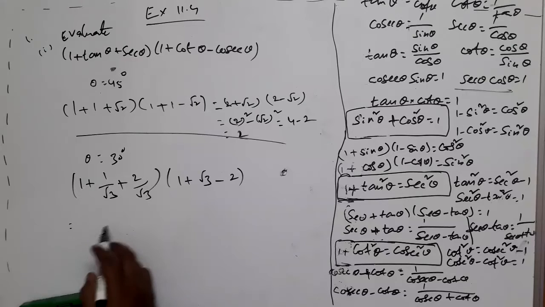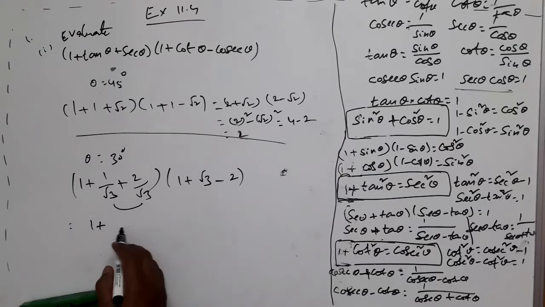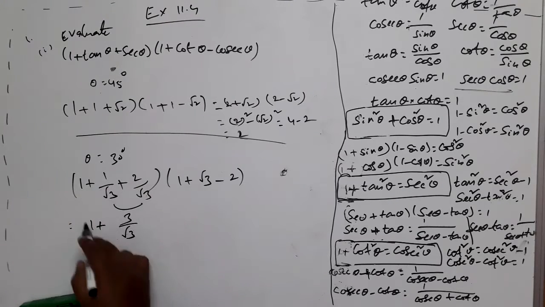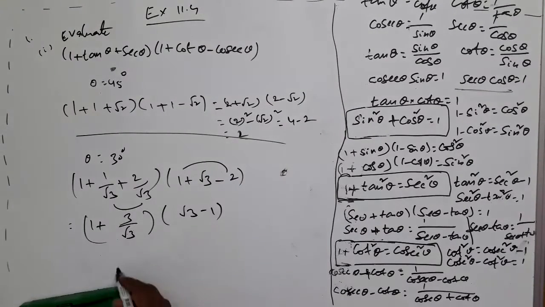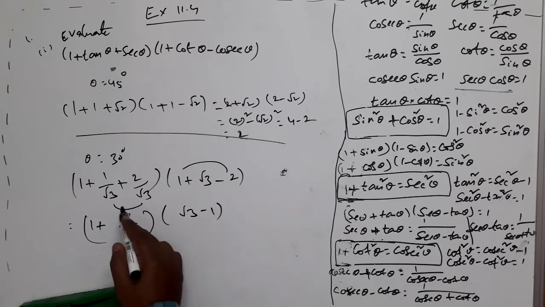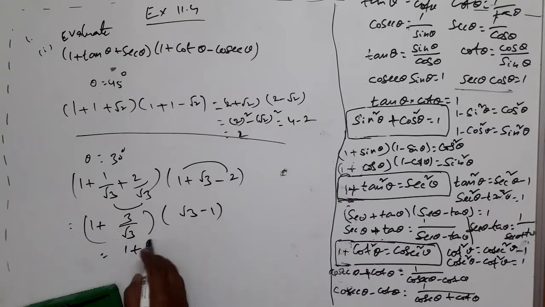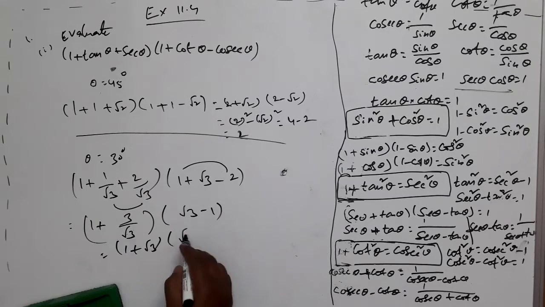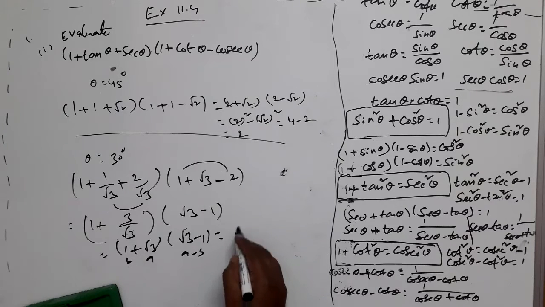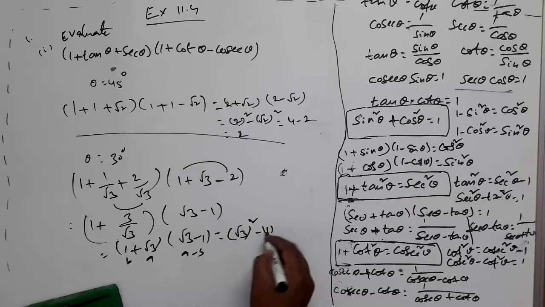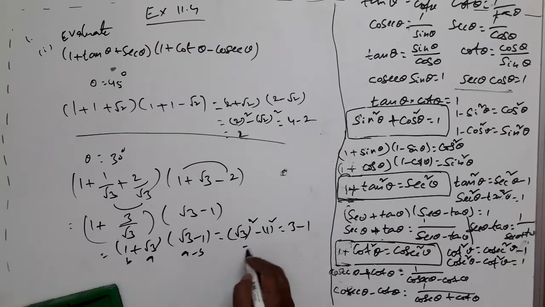This is 1 plus, these two denominators are the same, 2 plus 1 is 3, multiplied by root 3 minus 1, right? 3 by root 3. If I cancel one root 3 here, this can be expressed as root 3 into root 3. If I cancel one root 3, this will be 1 plus root 3, multiplied by root 3 minus 1. This is also of the form a plus b into a minus b, which is a square minus b square. So root 3 whole square minus 1 square, so this is 3 minus 1, that is again 2.